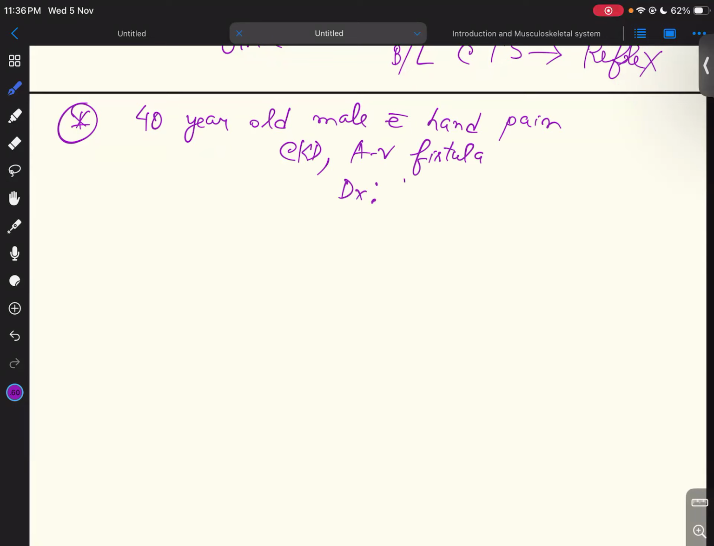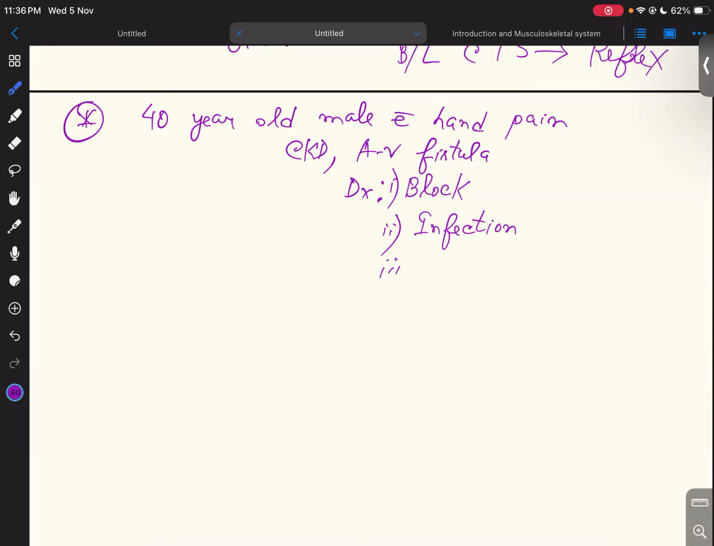AV fistula blocking. Anything else? Infected AV fistula, infection. Yes, infection. And ischemic steal syndrome. Yes, ischemic steal syndrome. It is that much simple. These are the real PACES exam cases that have come in the PACES exam.